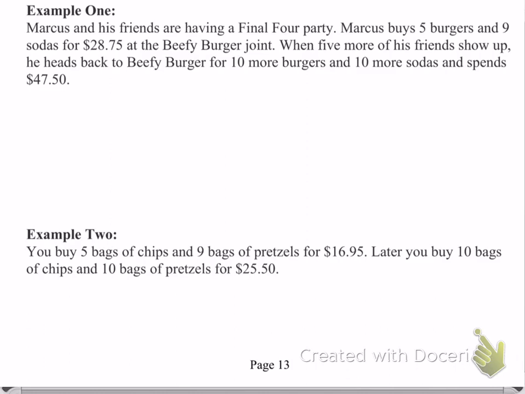So our next one, we've got example 1. What it's saying is Marcus and his friends are having a Final Four party. So Marcus buys 5 burgers and 9 sodas for $28.75 at a burger joint. And then he goes back again to buy 10 more burgers and 10 more sodas for a total of $47.50. So we have to write those 2 scenarios, but we have to figure out what our unknown is. The biggest thing to get from this is we have no idea how much a burger costs, and we have no idea how much the soda costs. So those are going to be our 2 variables.